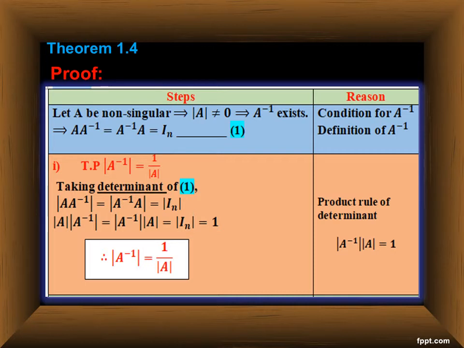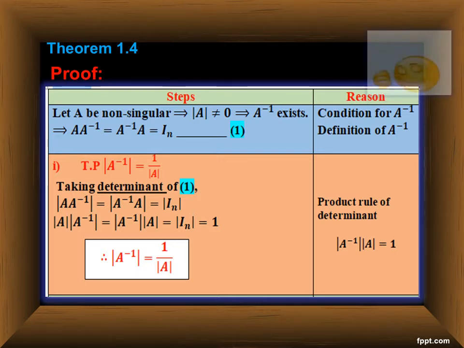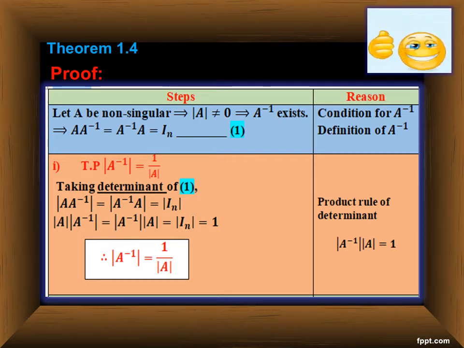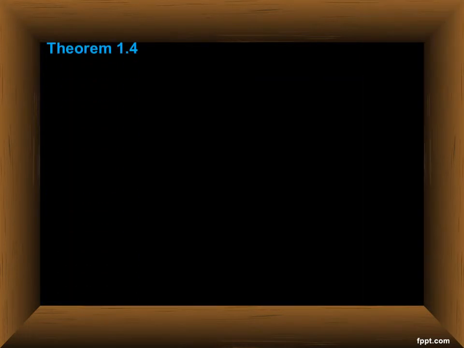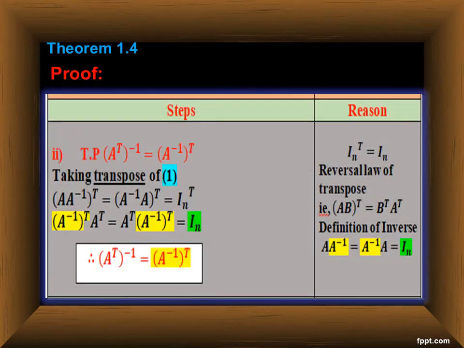We know determinant In equals 1. Now we are getting determinant A inverse into determinant A equals 1. So determinant A inverse equals, we can cross multiply by determinant A on the right side, 1 by determinant A. Clear? Now let us see the proof of the second part.